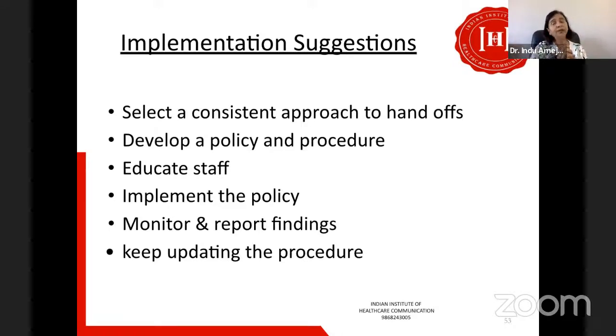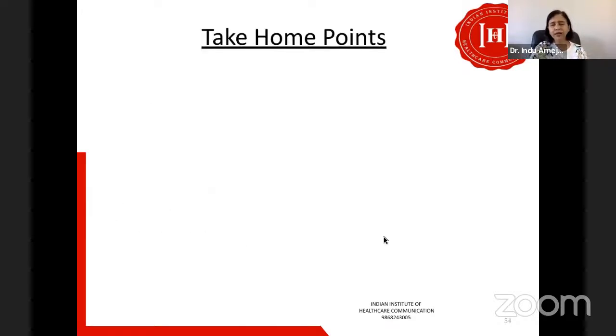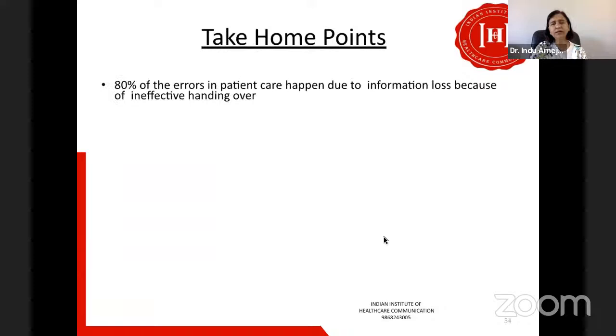Monitor and report the findings, whatever you find, and keep updating the procedure and the template, because that's one thing you will need to do at least for some initial time, so that if you're missing something important in your handoff, it can be included, and we can keep updating the procedure and the template. So the take-home point here would be that most of the errors in patient care are due to communication failure and because of ineffective handing over.